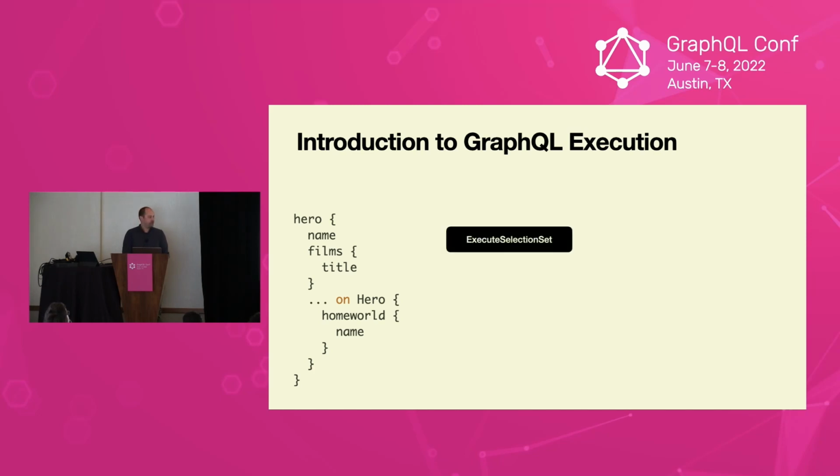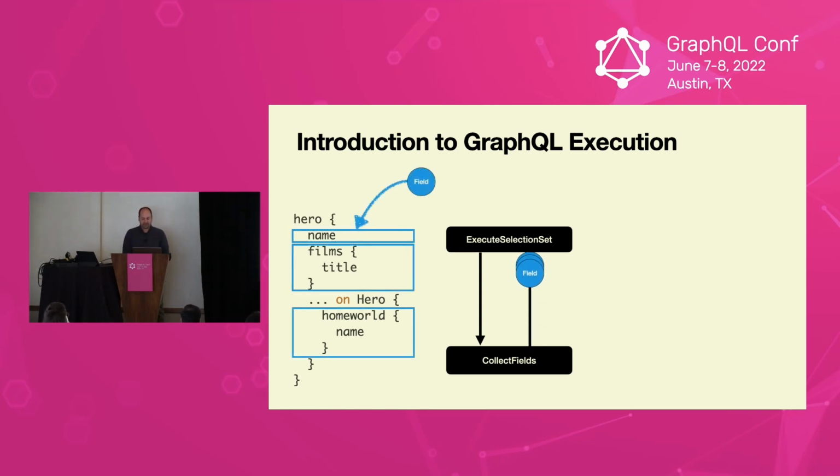So you start off with a function, execute selection set. And a selection set is defined as a group of fields, inline fragments, and fragment spreads that all appear under the same object. And execute selection set is going to take the selection set, pass it to a function called collect fields, which is going to recursively iterate through all of the fragments, inline fragments or fragment spreads, and return a deduplicated list of fields back to execute selection set.